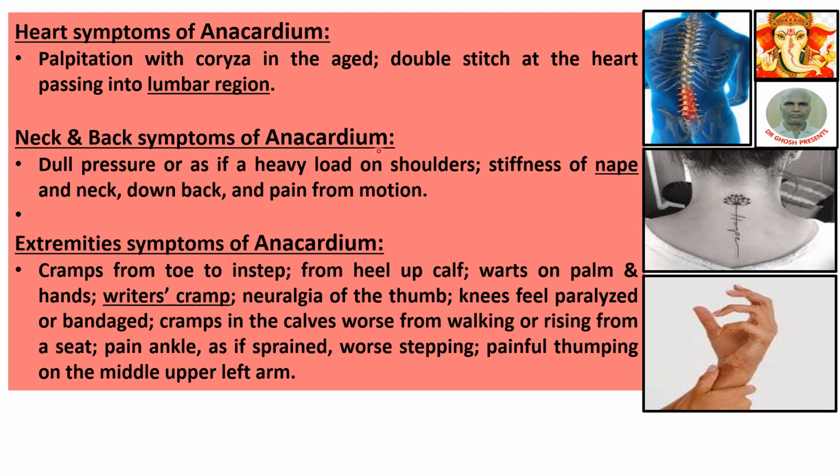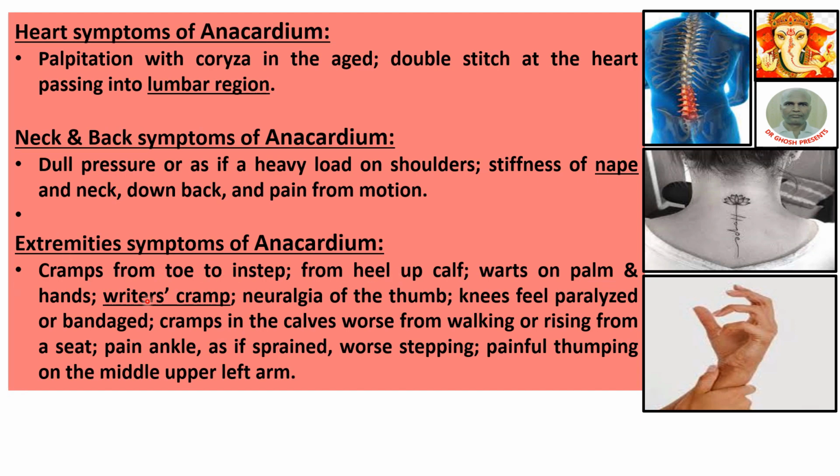Neck and back symptoms of anacardium: dull pressure as if a heavy load on shoulders, stiffness of nape and neck. Nape, this is nape. The flower is just shown in the place of nape. This is called nape of the neck, just a few inches below the hairline. Back down, stiffness of back, stiffness of neck, nape and neck, back down, pain from motion. Here is nape. If it is a spinal cord, then here is the nape. So pain down along this vertebra.